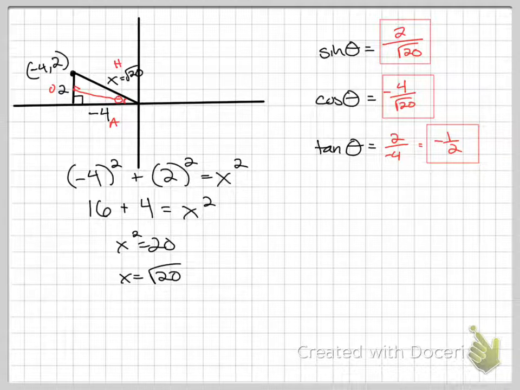And then tangent, opposite over adjacent, 2 over negative 4. You do need to reduce that. If you can reduce the whole numbers, we expect you to. So negative 1/2. You should know that it doesn't matter where I put the negative sign.